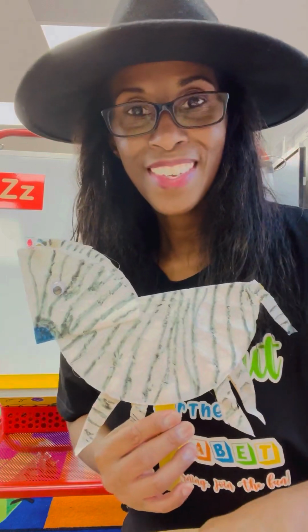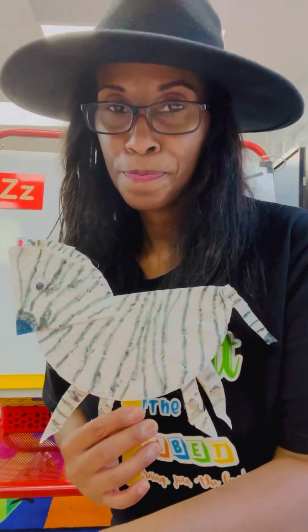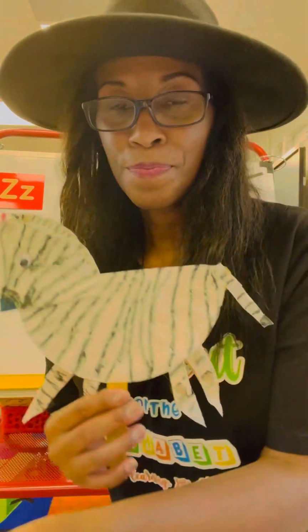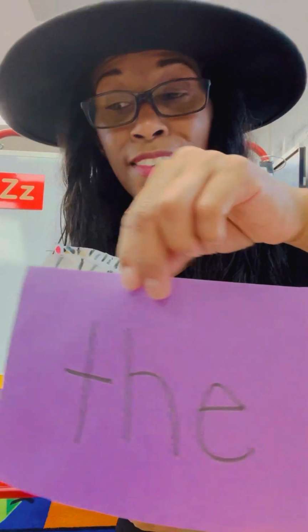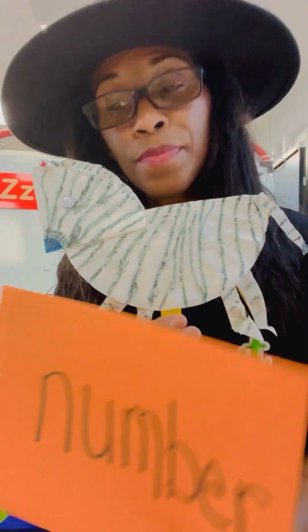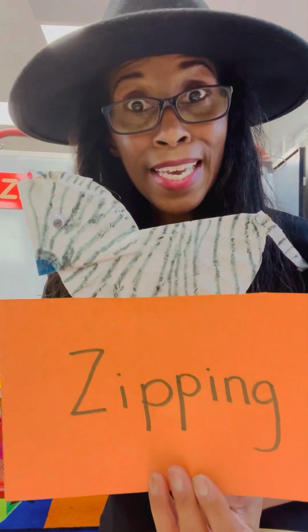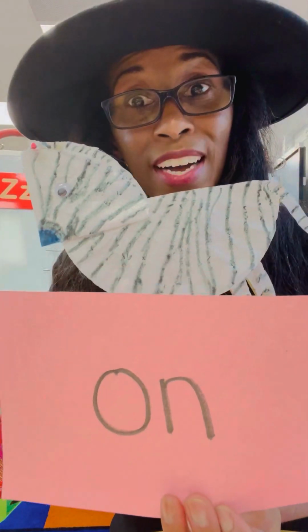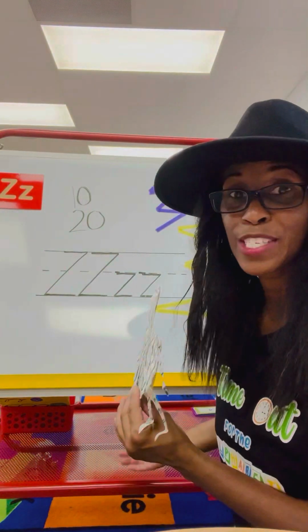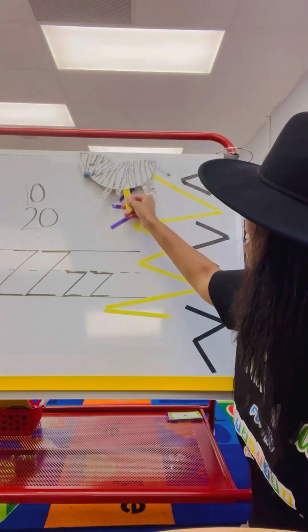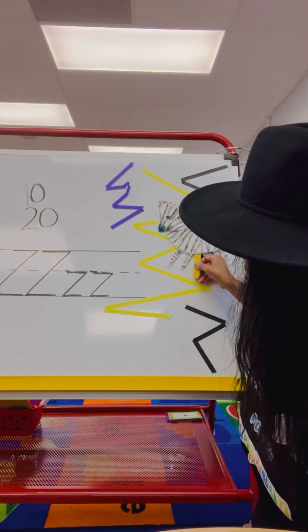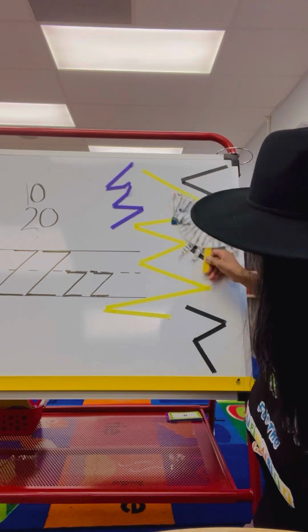And Z says Z. Here we go. Zanny zebra, and you are reading with me, likes the number 0 and zipping on, here we go, let's look back here, let me move it over, zigzag lines, zip, zip, zip, zip, zip, zip.